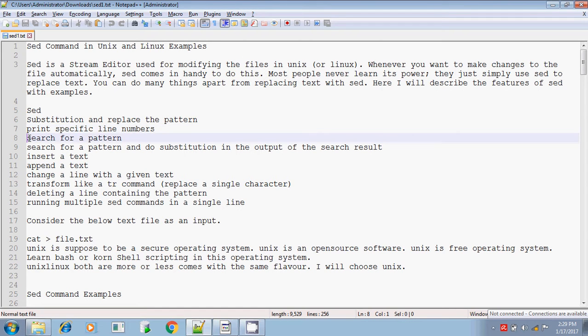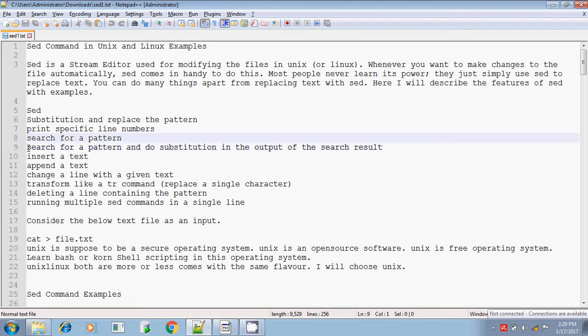The third one is that it can be used for searching for a pattern. Normally you will think that to search for a pattern you will be using only the grep command. Apart from the grep command, you can also use the sed command for searching a pattern. You can also use a case insensitive search pattern in the sed command.